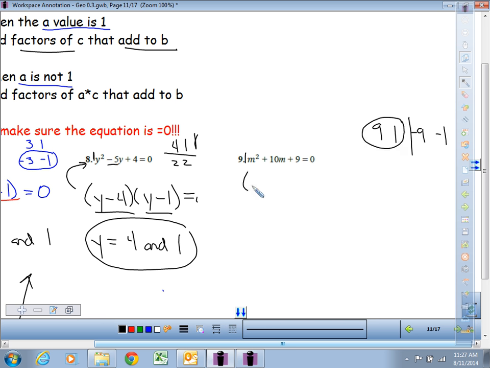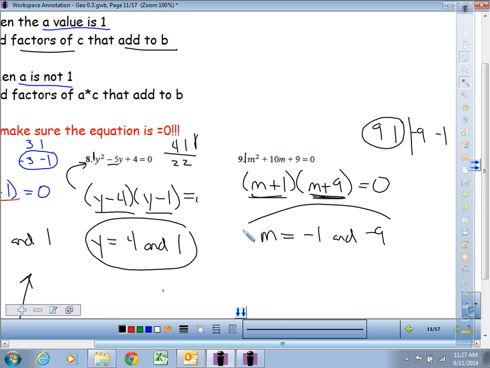So we're going to go m, I'm going to flip-flop here, m plus 1 and m plus 9, and that equals 0. Now, because that equals 0, one of these or both of them have to be 0. So what value of m makes this part 0? Negative 1, because negative 1 plus 1 is 0. And what value of m makes this 0? Well, that would be negative 9. So there's your two solutions. So again, that would be a parabola, opens up, crosses the x-axis at negative 1 and negative 9.